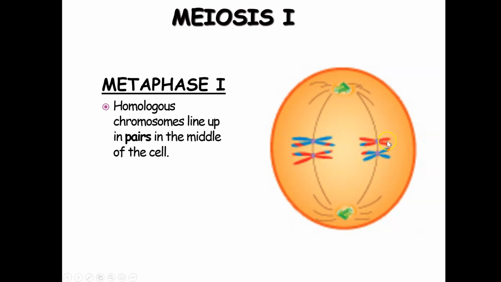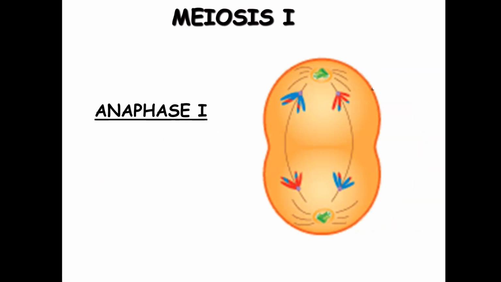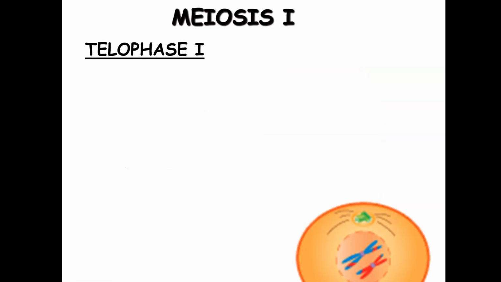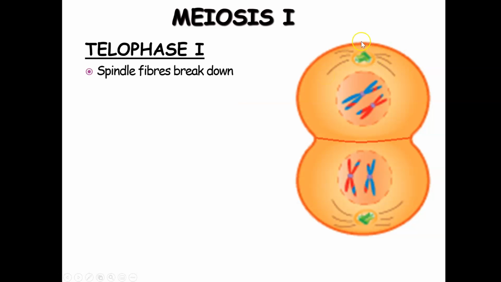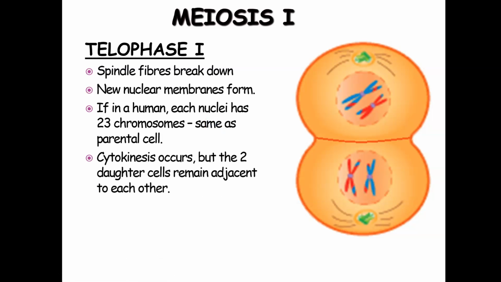It's not just single chromosomes as in mitosis. Spindle fibers from the centrioles will come and they will attach to the centromeres. And then during anaphase 1, the homologous chromosomes are pulled to the opposite poles or the sides of the cell. Telophase 1, the spindle fibers will break down. The nuclear membrane forms again around the chromosomes. In humans, each nucleus has 23 chromosomes, same as the parental cell, okay?